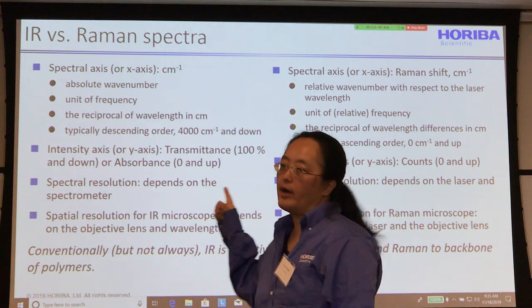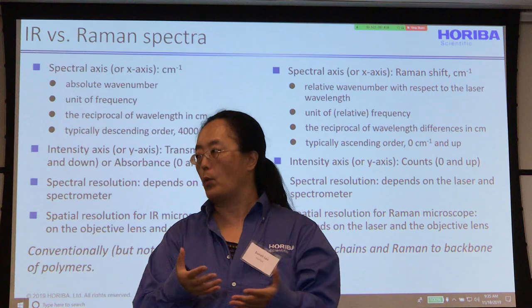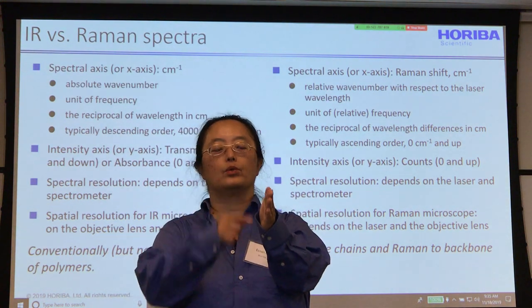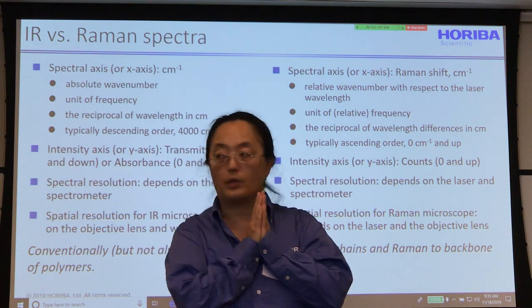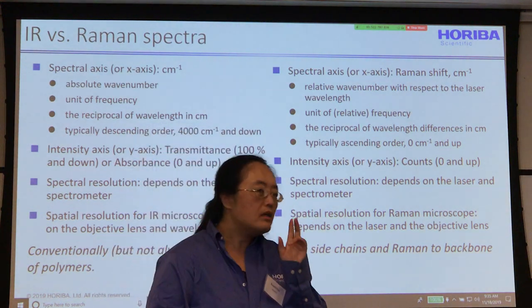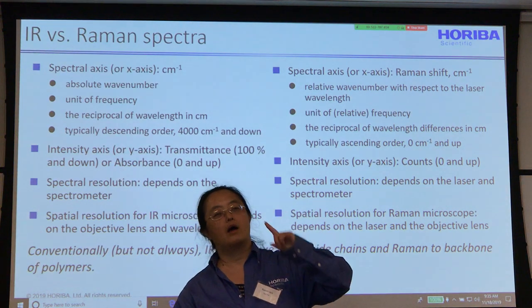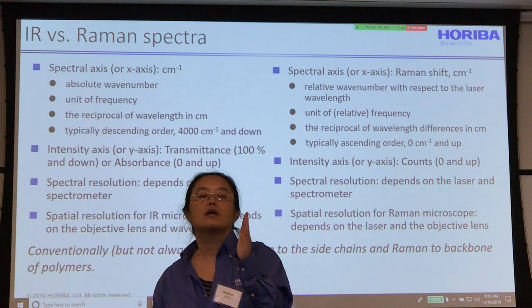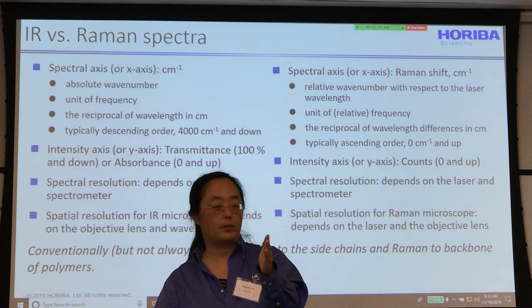In terms of spectral axis, IR absorption spectroscopy is more straightforward. You have a wavelength, and then you express the wavelength in wave numbers. Okay, so that's the IR spectroscopy. In Raman, it's a little bit more complicated because if you remember, 5 slides back, you hit the sample with a laser. So for example, a 532 nanometer laser.